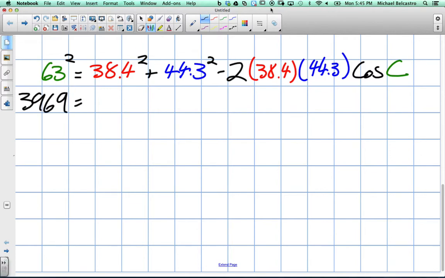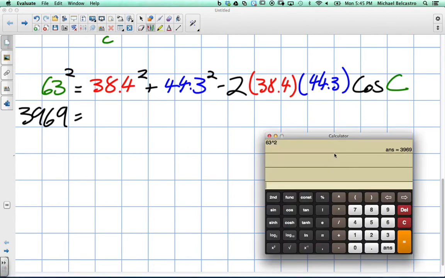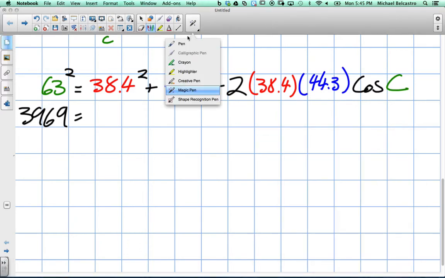Okay, 63 squared was that number. While you were talking, we kind of did it. And then 38.4 squared is going to be 1474.56.